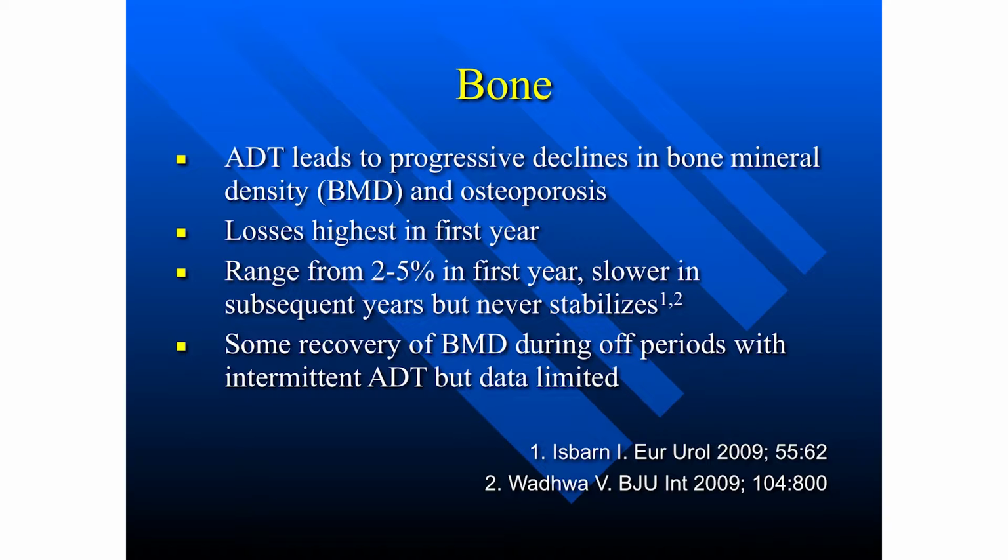If you're on intermittent ADT, where you're on for a period and off for a period, during the off period, there is some recovery of bone, but never completely. So once you've been on for at least 6 months, there will be some degree of permanent bone weakness. If you're only on for a short time, it's quite minor. If you're on for several years, it can add up.